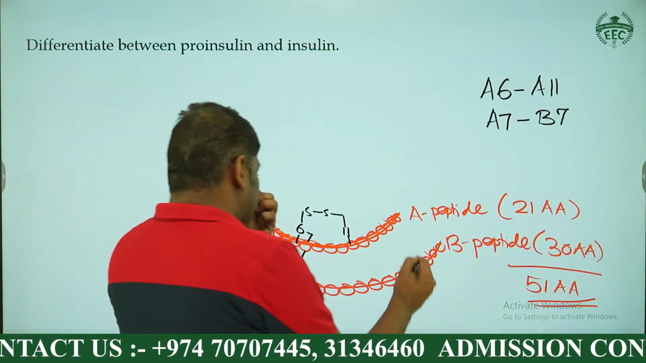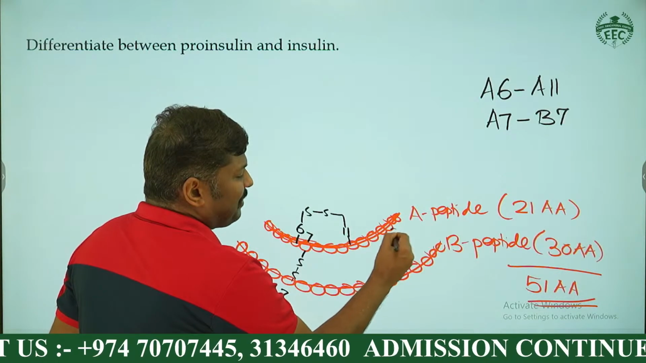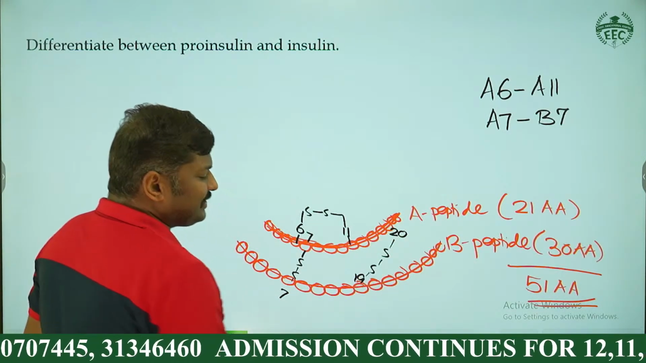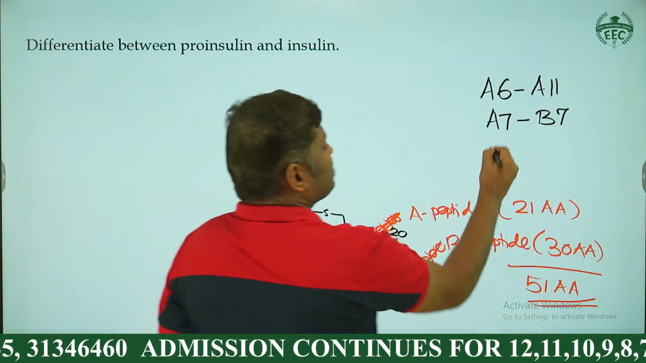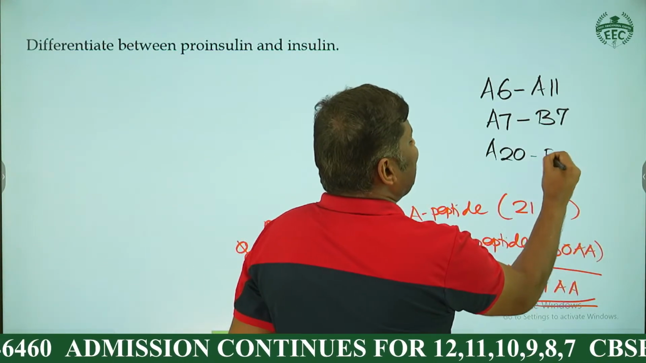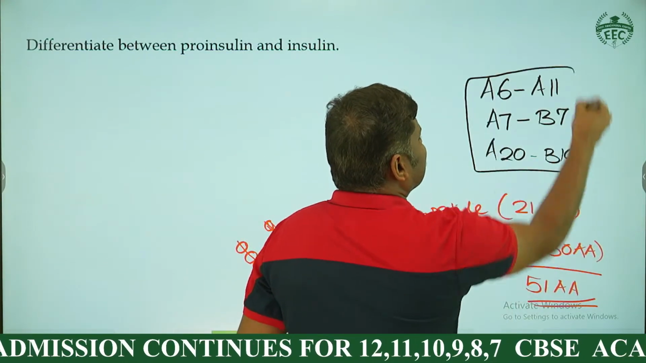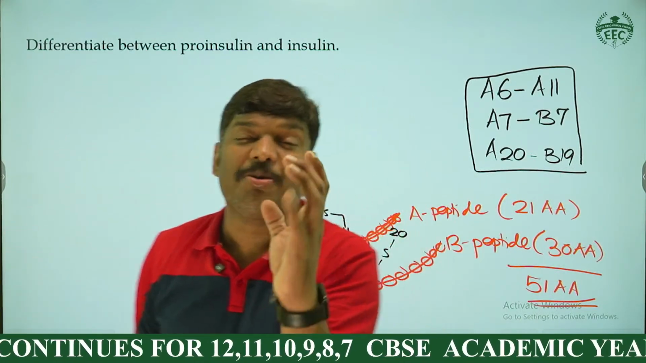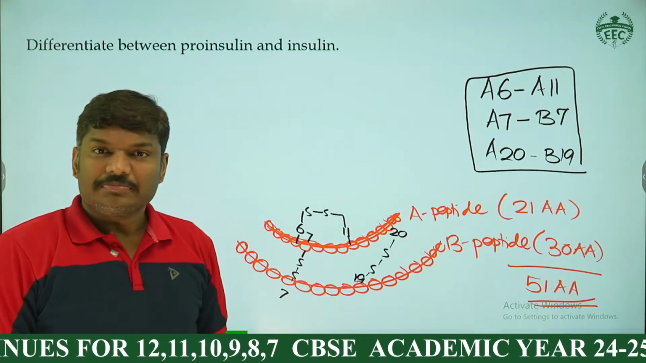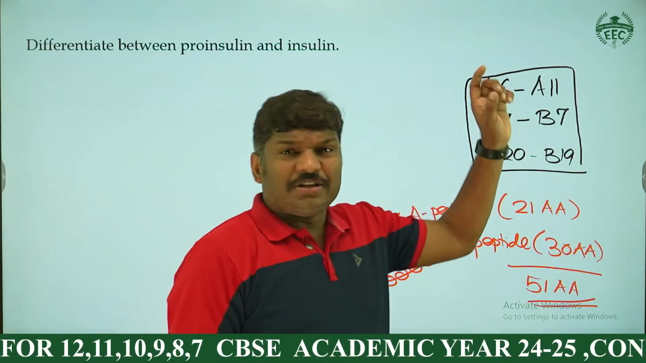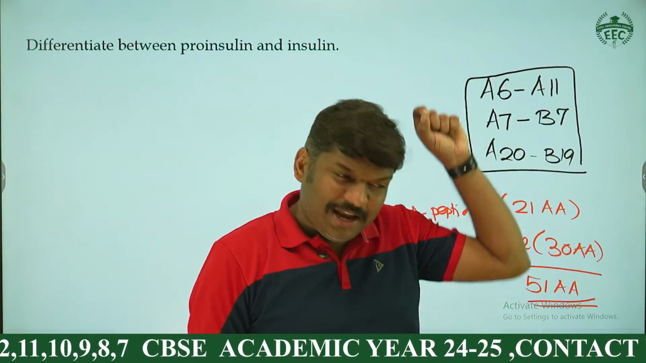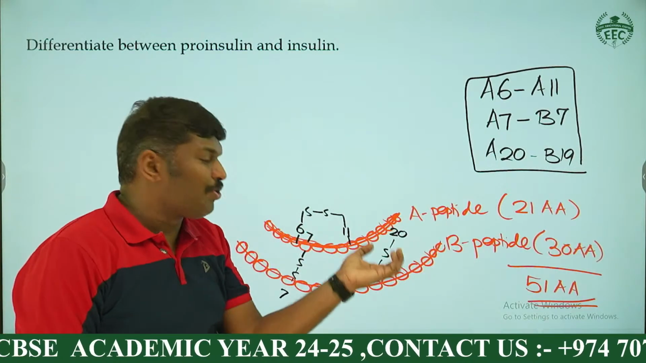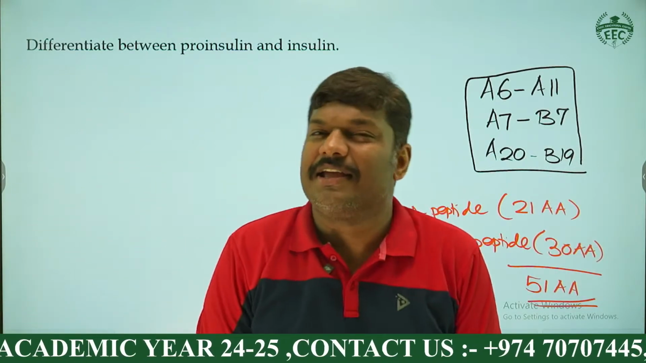And what is the last one? Here you can see this is the 21st. Just before this is the 20th one, and here it is the 19th one, and here you can see this is the 3rd one. So that is between A20 and B19. So these are the three disulfide bonds between the amino acids. The first disulfide bond is only within the A chain, and the second and third are between the A chain and B chain. And this is what we call the real insulin.